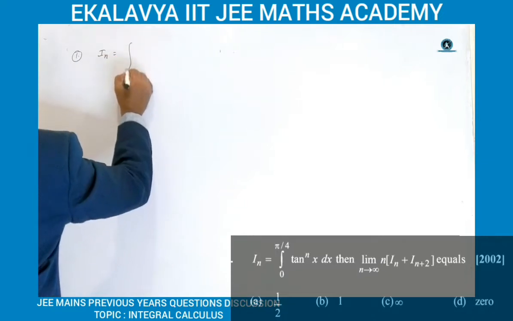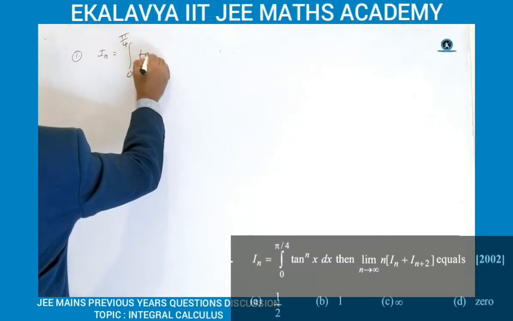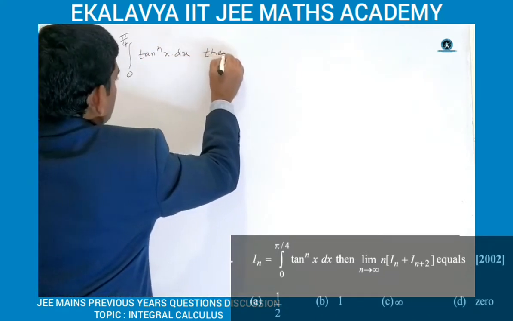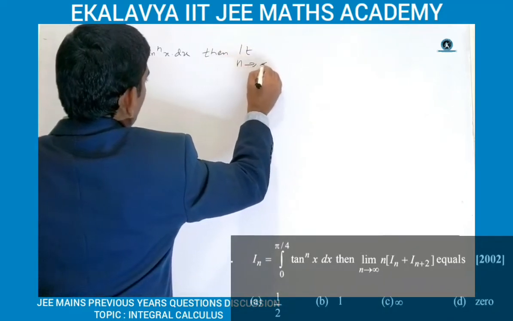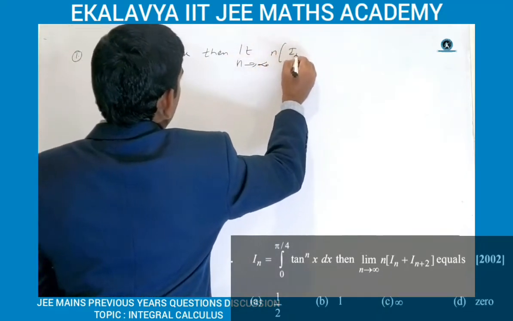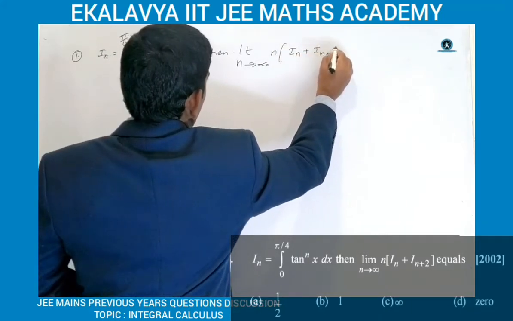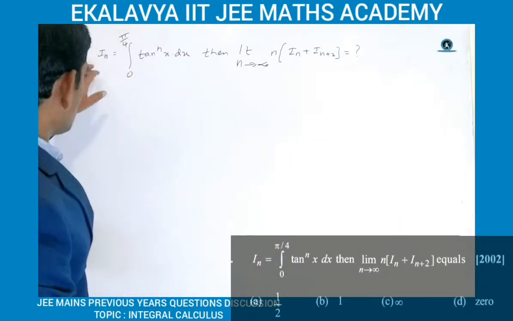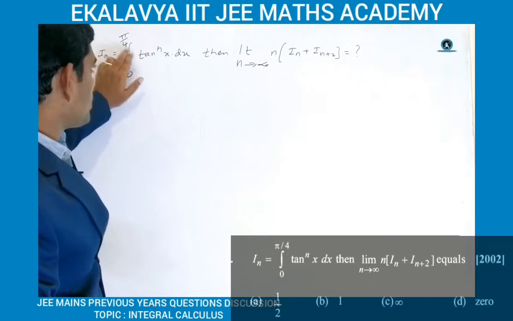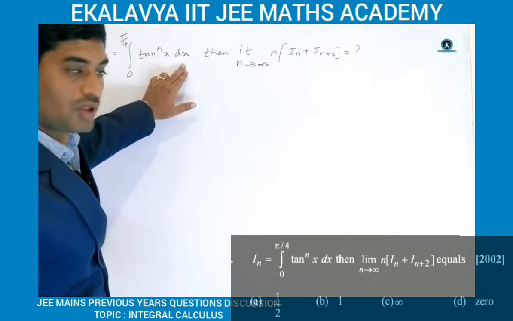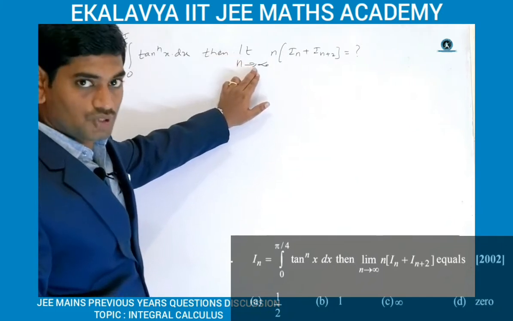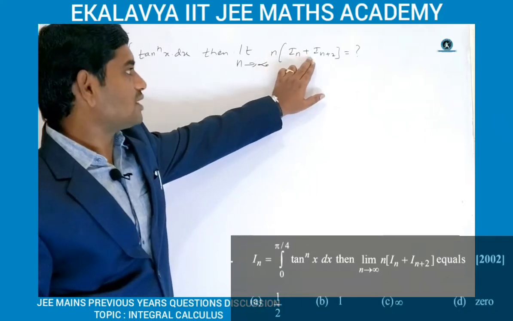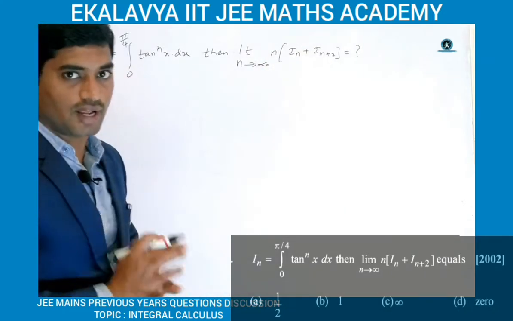In is equal to integration of 0 to pi by 4 tan power n x dx, then limit n approaches infinity n into (I suffix n plus I suffix n plus 2) is equal to dash. So this is the question. If In is equal to integration of 0 to pi by 4 tan power n x dx, then limit n approaches infinity n into (I suffix n plus I suffix n plus 2) is equal to dash.